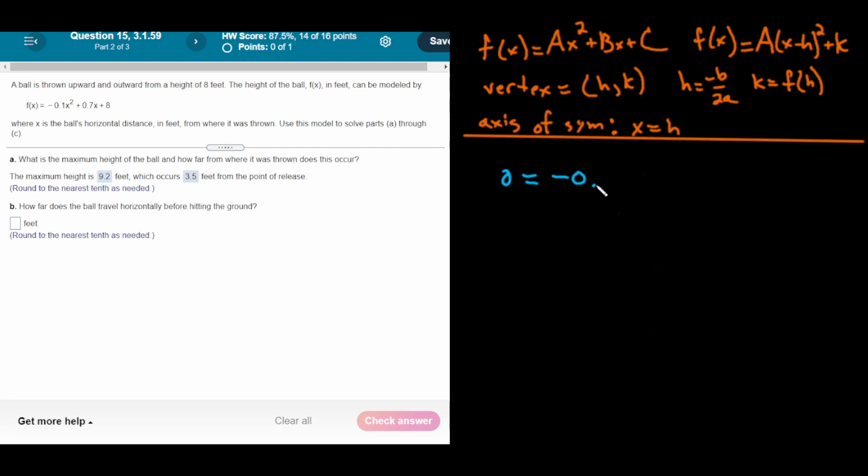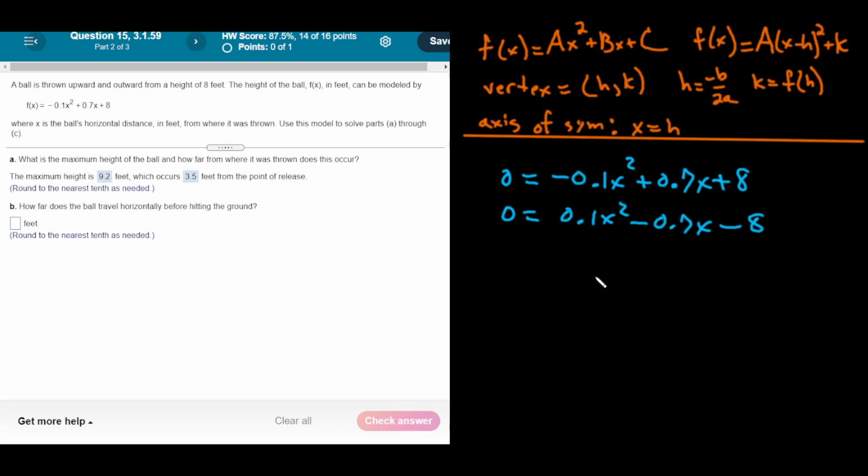This is negative 0.1 x squared, and I'm not going to make the mistake of leaving it as a negative. I don't even know if I did or I didn't. I have to look at the video, obviously. But here's what you're supposed to do. Your leading term should never be negative if you can help it. So we're going to change all the signs. That'll be 0.1 x squared minus 0.7x minus 8.